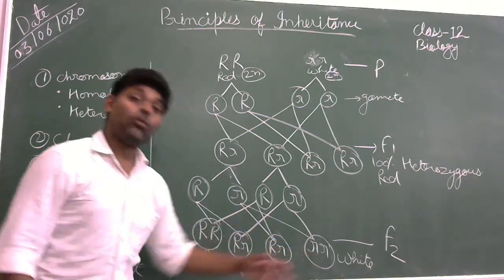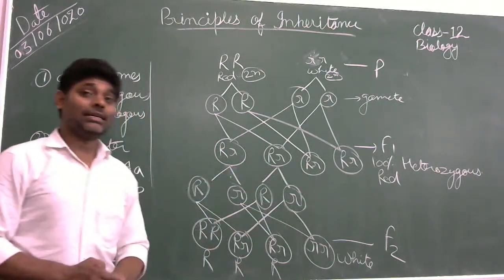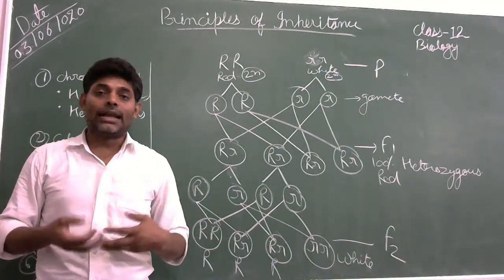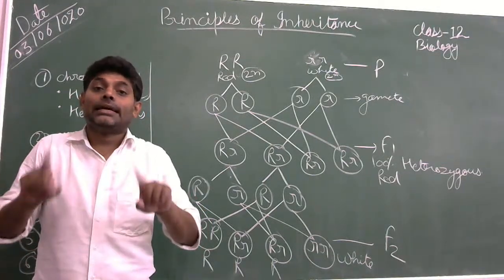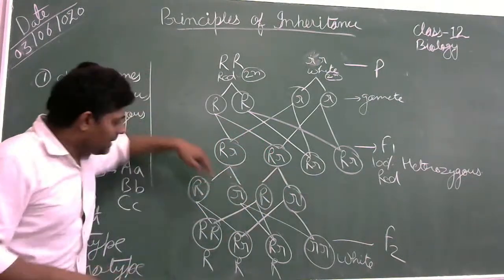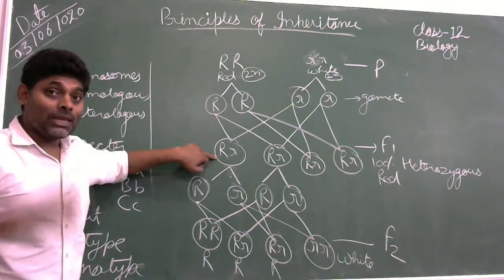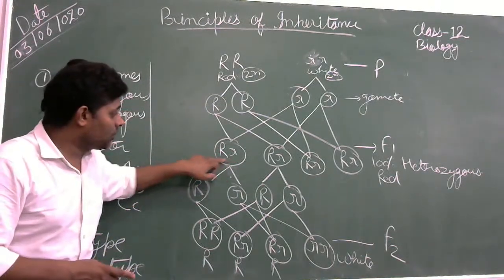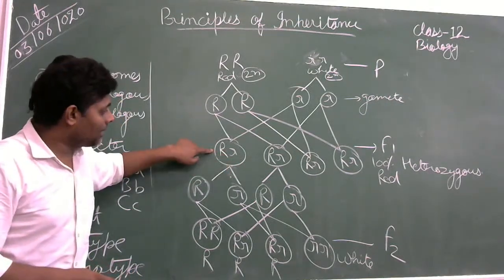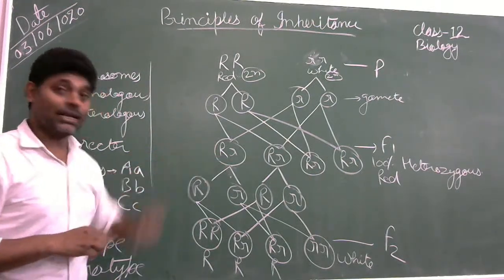This white comes from what? Because in the F1 generation, all the flowers are red. It means there are certain changes between the genes, and now they segregate in their gamete formation. That is the main important point. See here, the dominant and the recessive alleles are at the same position, and the dominant one is expressed, right? And it shows the red color.